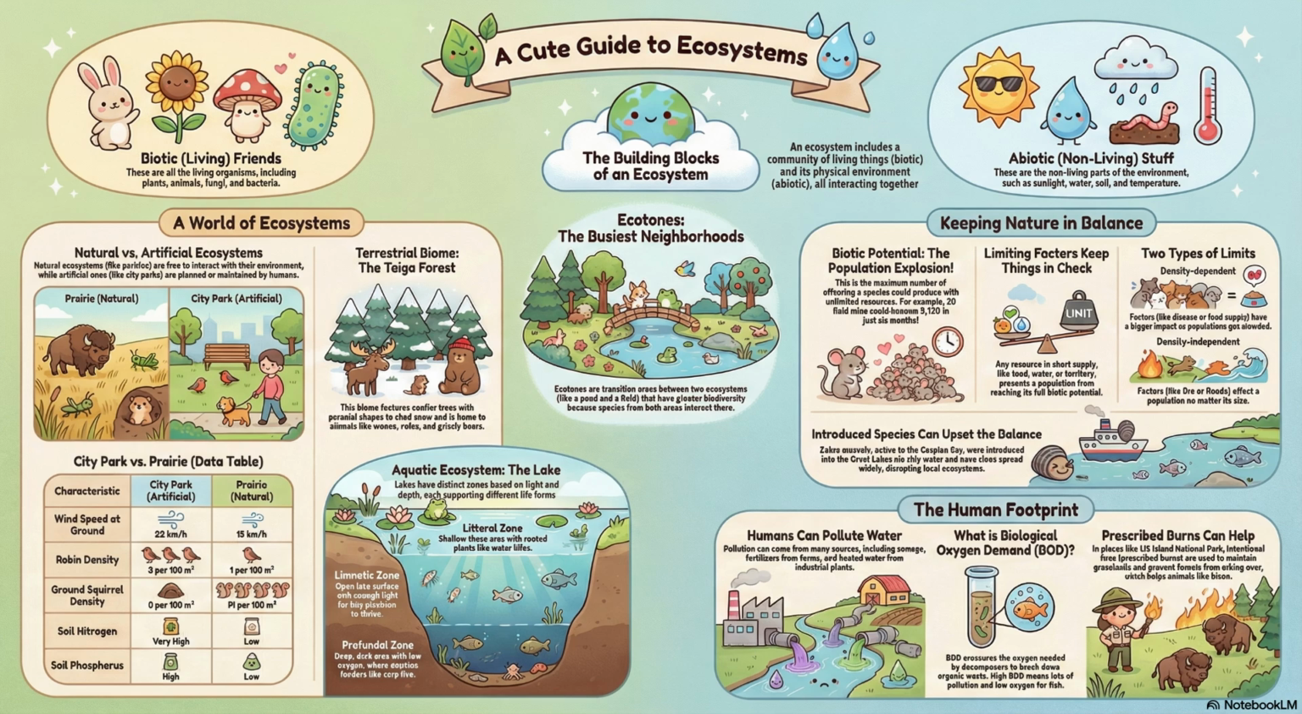It's the filter. So if selection is the filter or the editor, where does the new material come from for it to even act on? Two key places. The first, and this is the big one, is mutation. It is the only source of brand new genetic material. A random mistake in copying DNA. It can be harmful, it can be neutral. Or it can be beneficial, and if it is, it gives that organism a better shot, and it gets passed on.